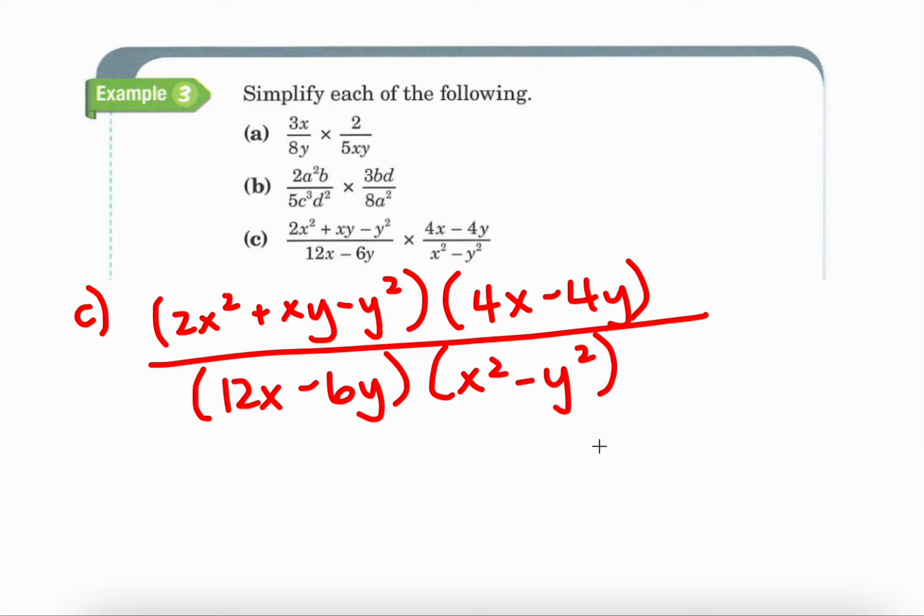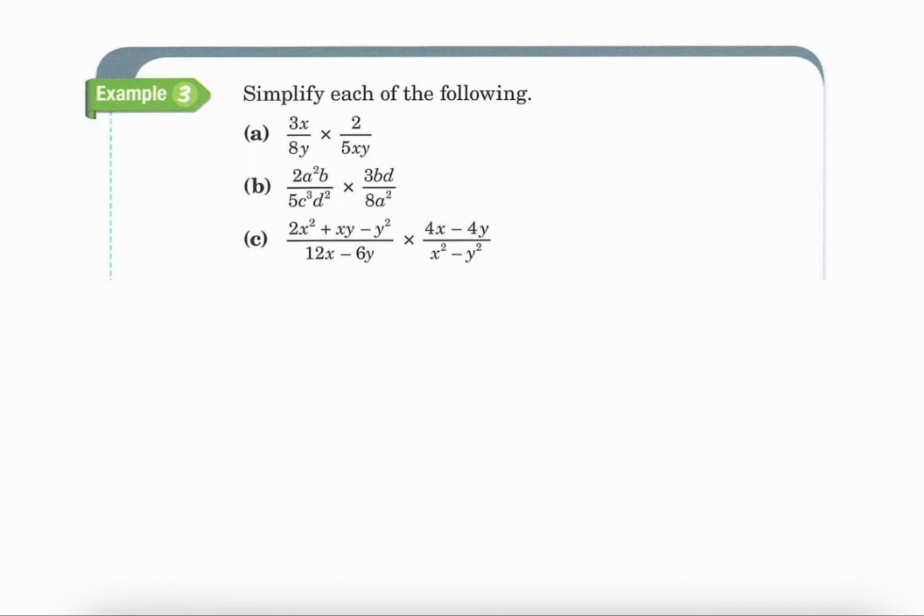By factoring later, I will be able to break them down into smaller bits, just like how 8 can be broken down into 2 and 4, and then possibly simplify with something on the top. So this means that I need to factor. So let's start off with this first part right here. 2x squared plus xy minus y squared. I'm going to write it up here where I have space.